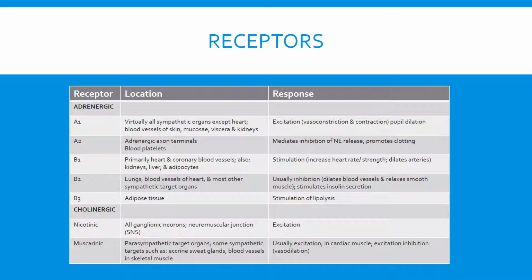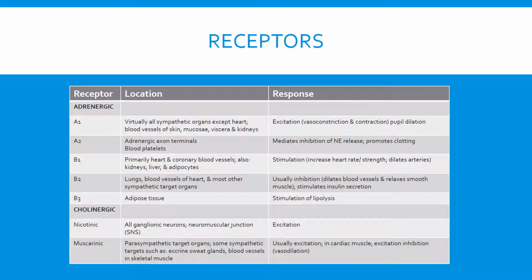Beta-1 and beta-2 are the most important receptors. Beta-1 receptors are in the heart and coronary blood vessels. They dilate arteries and increase the heart rate and the strength of the contractions. This is the receptor that gets your heart pumping when you get an adrenaline rush.